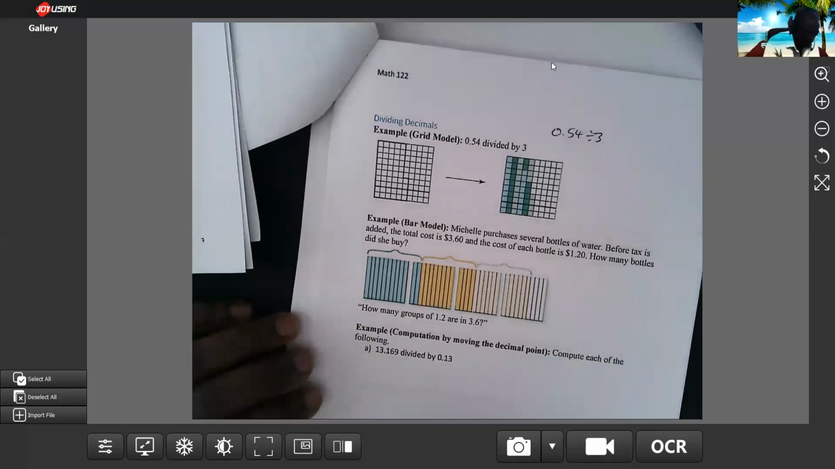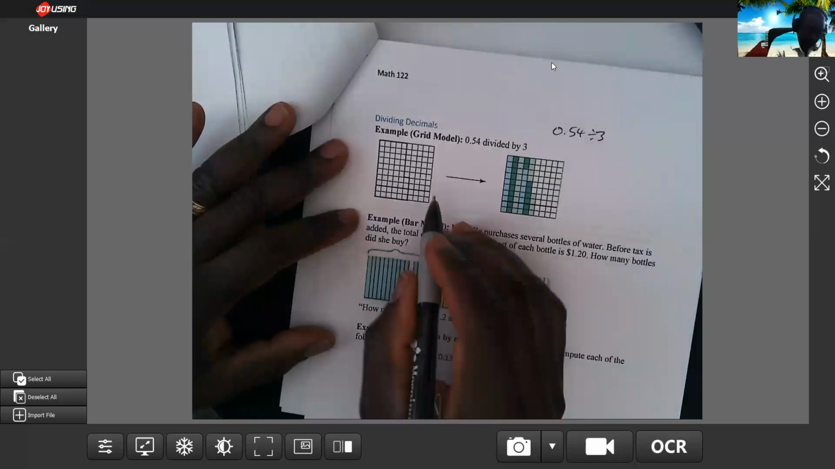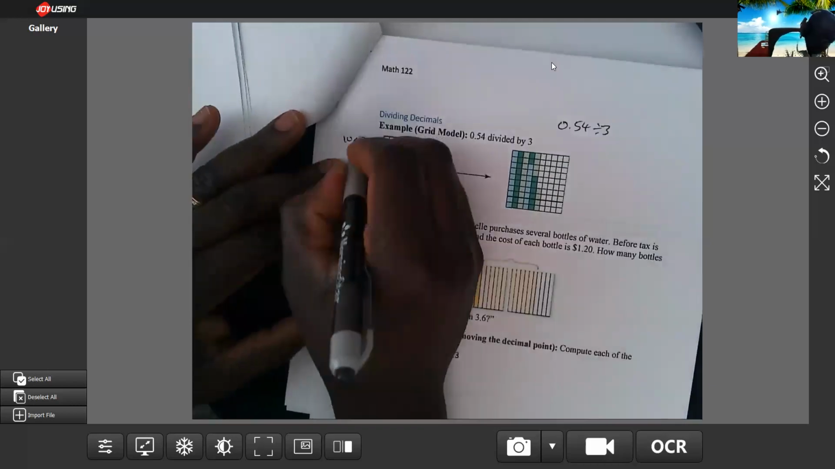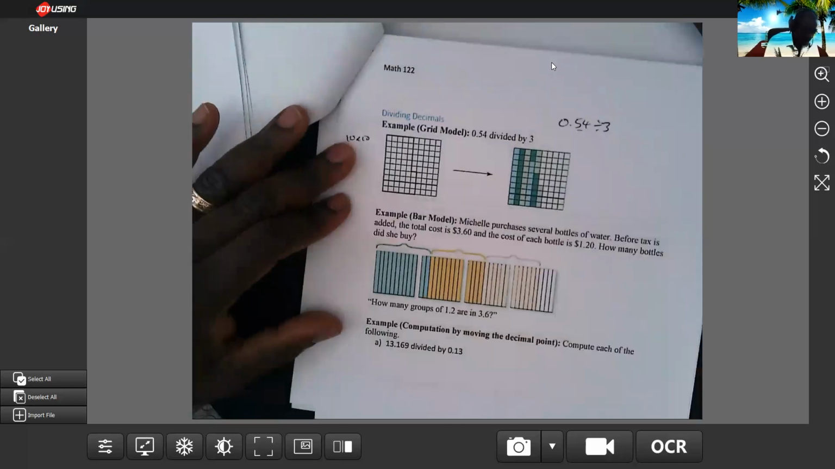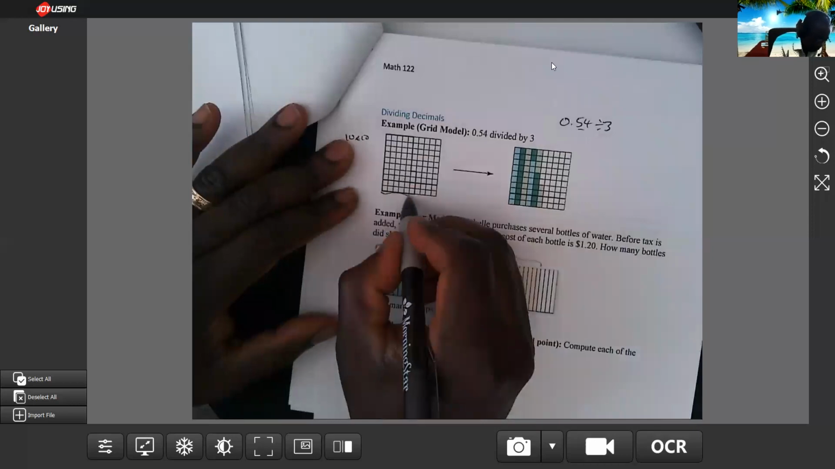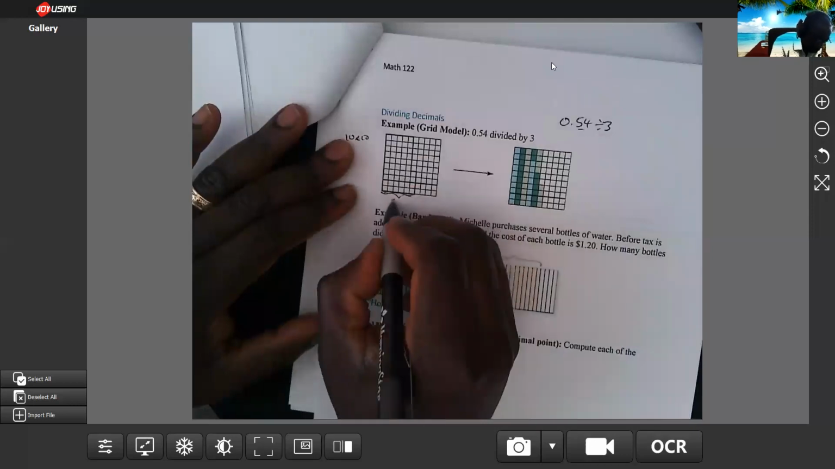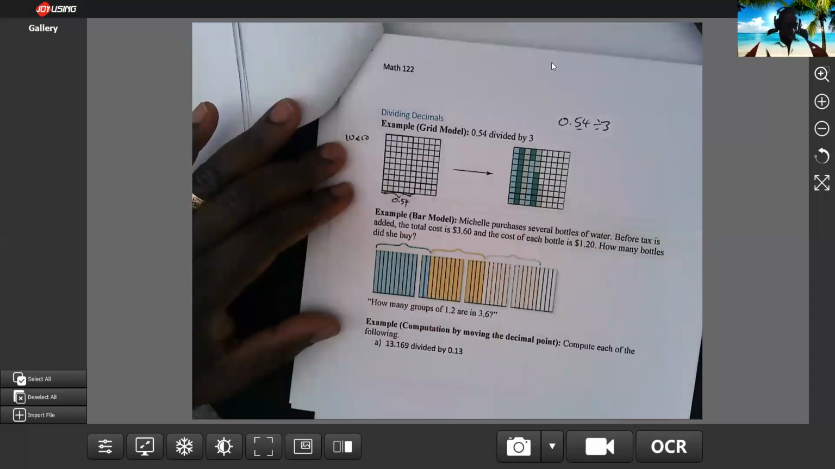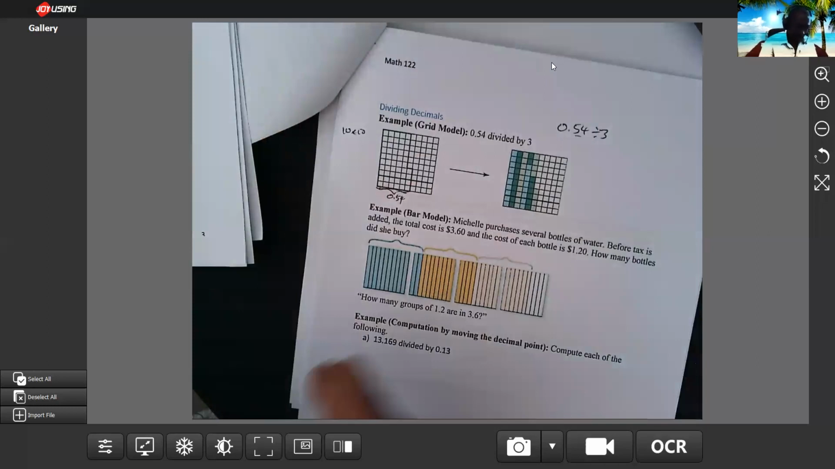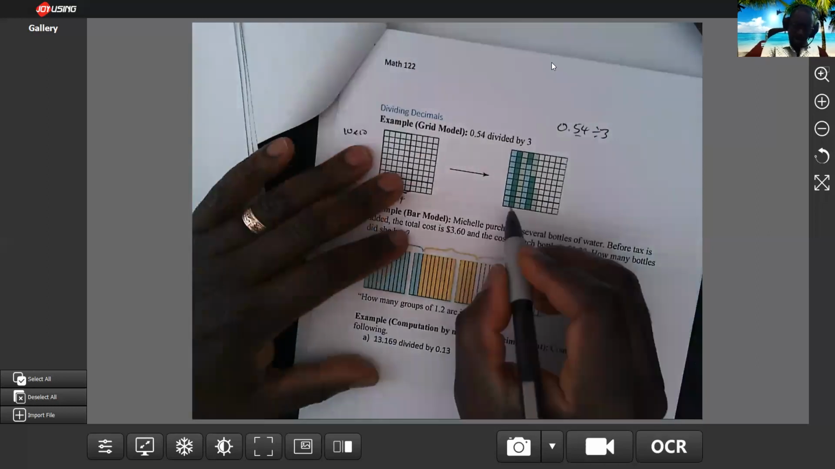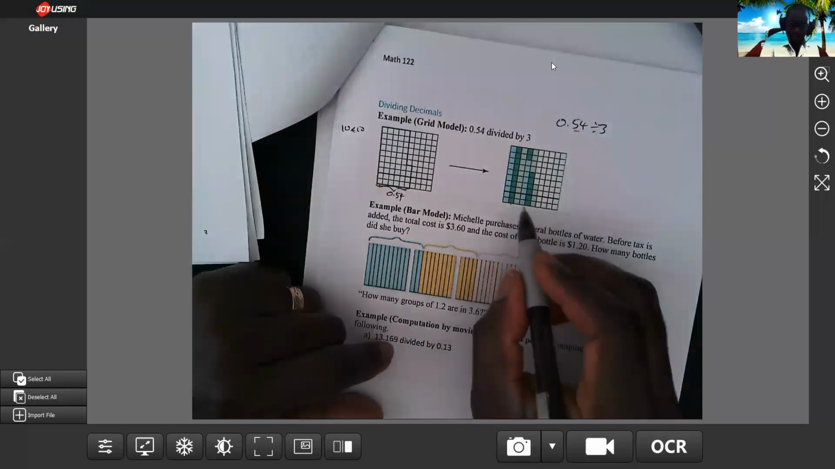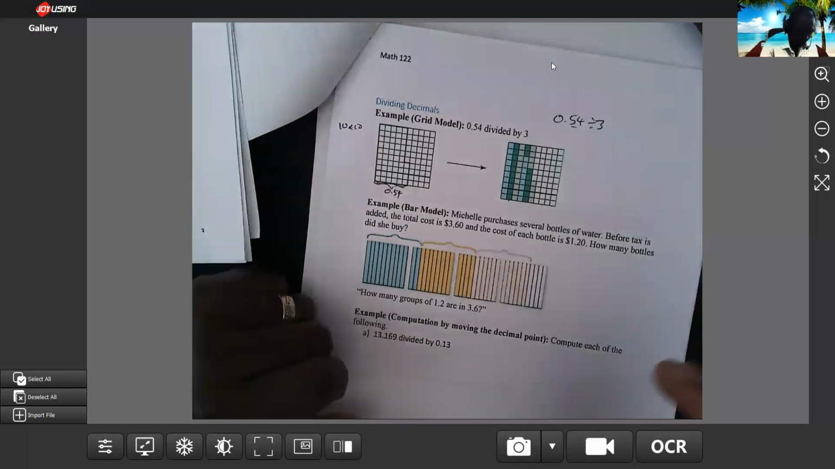So if I use the grid, as you can see, 10 by 10, and then 54, that's 54 hundredths. And so I shade 50 and then 54. This part is 0.54. Now we're going to partition it into 3, so 3 people are going to share that. So we use different colors. I have blue, a deep green, and a light green, kind of yellowish color.